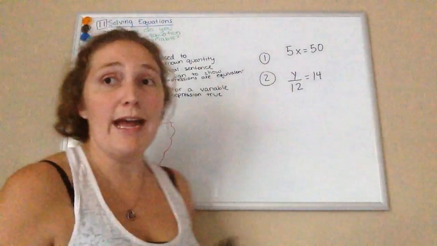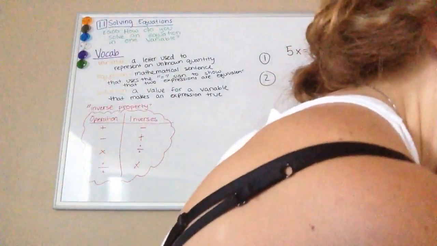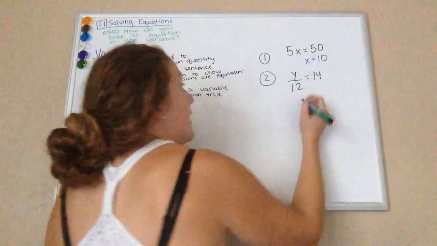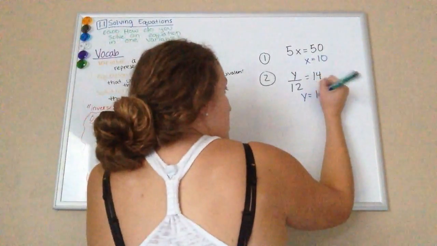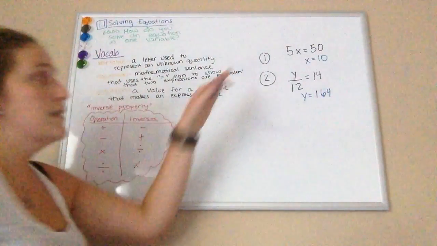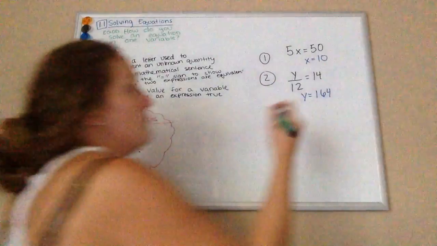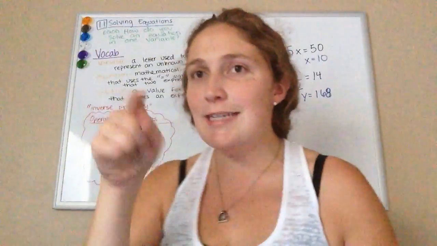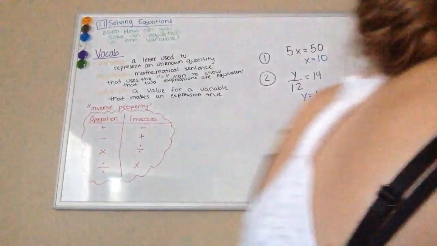Okay, I'm assuming that you guys are starting the video back up, so you have already answered these on the left-hand side. I'm going to give you the answers now. This is x is equal to 10, and y is equal to 164. Okay, let's see, 140 plus 28, no, 168. There we go. y is equal to 168. If you didn't get those, you might want to pause the video and try and rework those.